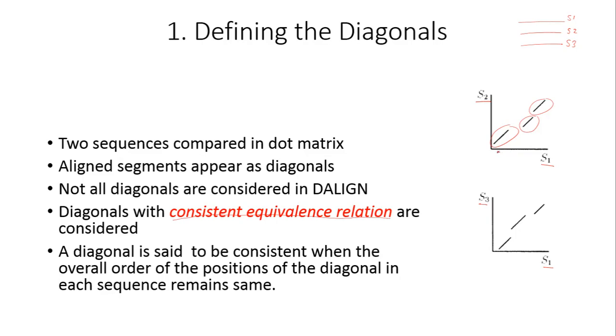Okay, so now a diagonal is said to be consistent when the overall order of the position of the diagonal in each sequence remains the same.